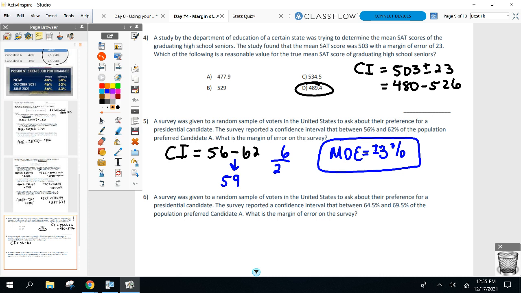All right, play around with the next one. 64 and a half to 69 and a half. However you want to accomplish this. The middle one is not your margin of error. It's how you got there. So 64 and a half to 69.5%. What must have been my margin of error?